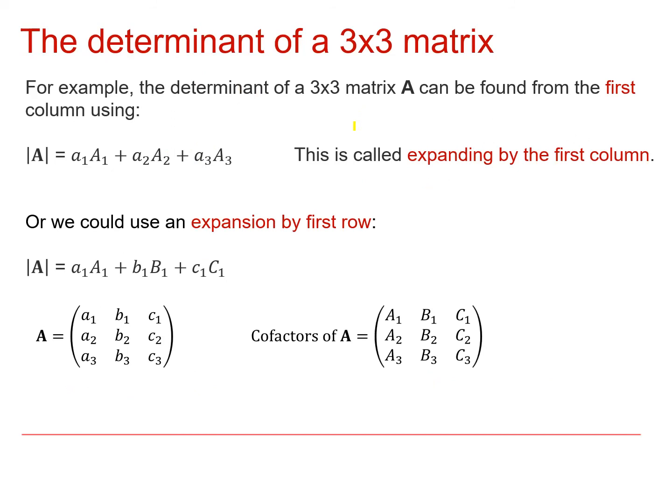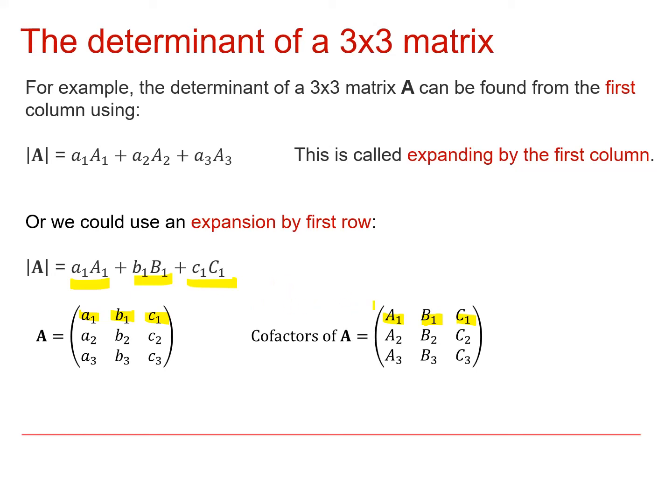I don't have to expand by the first column. I could look at an expansion by the first row, and if we keep the same notation, then if I was expanding by the first row, I've got here A1, A1, so that's those two, and then B1, B1, that's this one here, and then C1, C1, that's this one here. And it doesn't matter which row or which column, as long as you apply the rule to the whole row or column, you will get the same answer for the determinant.